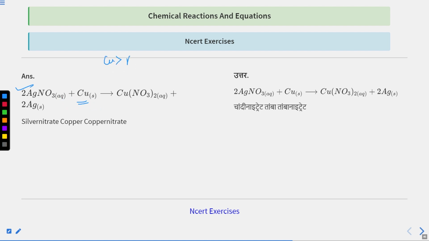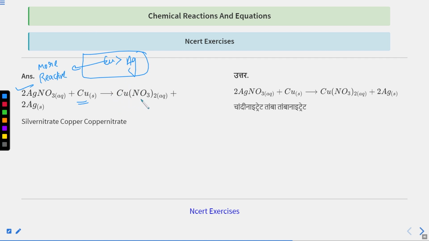Because copper is more reactive than silver, it comes up in the reactivity series, right? And Ag comes below copper in the reactivity series. So copper is more reactive. Copper is more reactive, right?